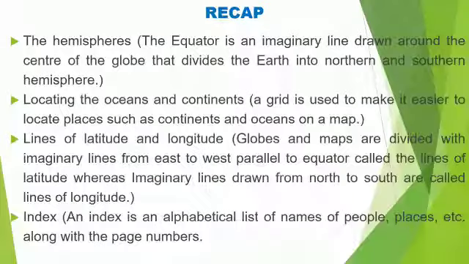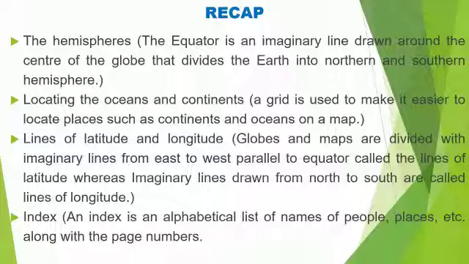Now students, we will do a recap of last week. In last week, we learned about the hemisphere. We learned about the equator and prime meridian. Equator is an imaginary line which is drawn around the center of the globe that divides the earth into northern and southern hemisphere, while the prime meridian divides the earth into 2 vertical halves, eastern hemisphere and western hemisphere.